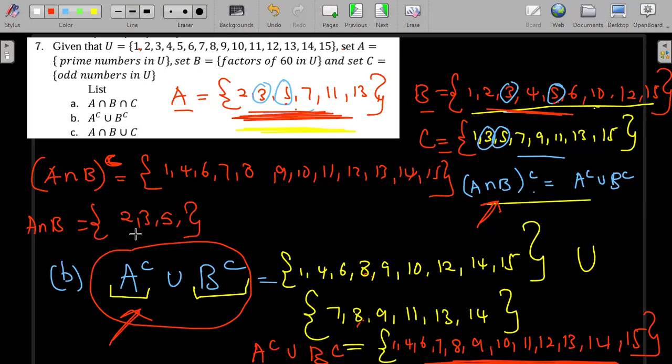Okay, so you see that we can actually solve it using De Morgan's laws, or we can solve it here the normal way, but we are going to find the same answer. But when you use this, it's actually simpler, because you just get the intersection and then find its complement, and then you are done. Okay, so any questions there?